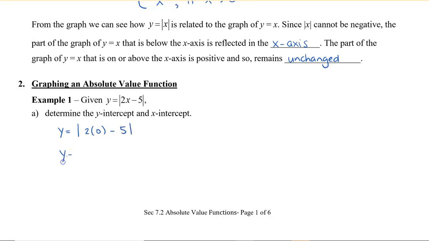So here we get y equals 2 times 0 is 0, and we just have the absolute value of -5, which is going to be +5. So our y-intercept is (0, 5).